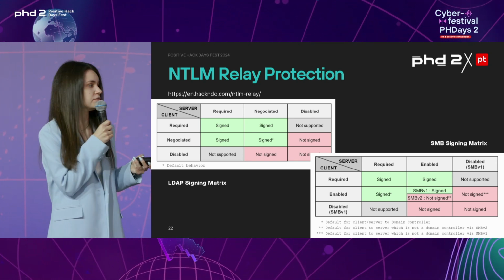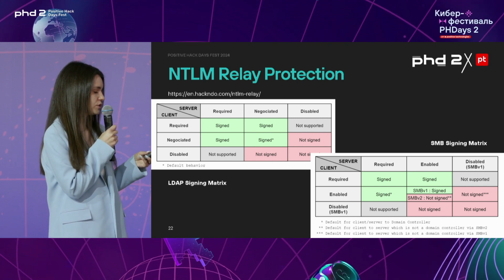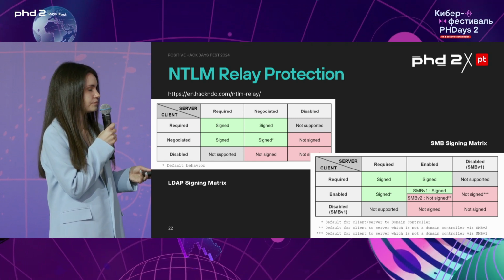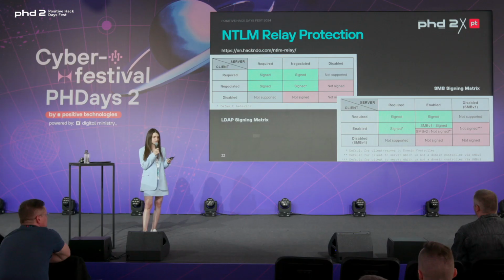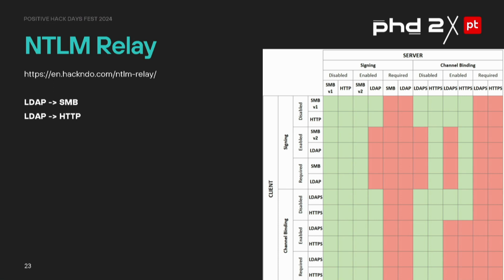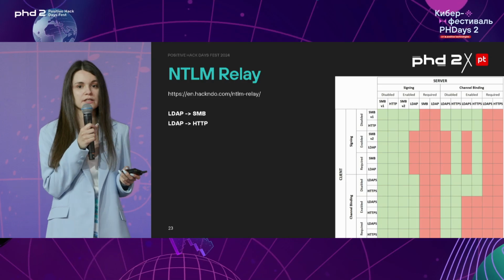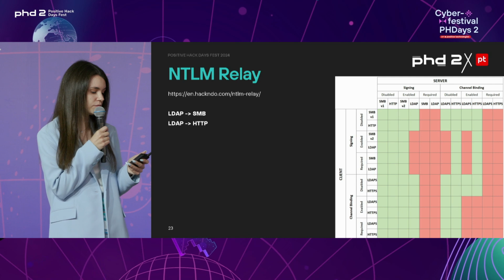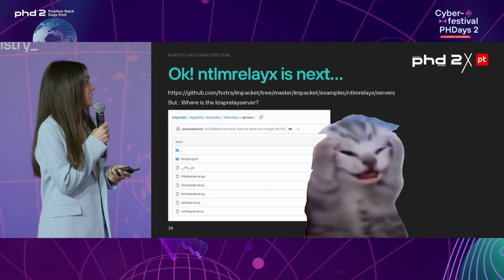If it's SMB version 2, when the signature is enabled but not required, then this connection will not be signed. And in this case, we can refer to this matrix. So what you can do is relay from LDAP to SMB if signature is not required, or you can also try to relay LDAP to HTTP.